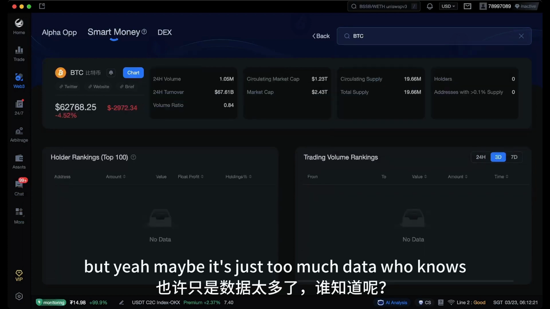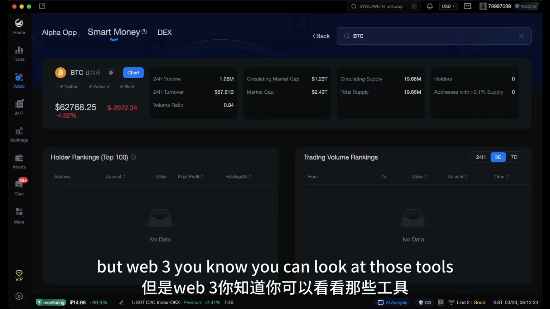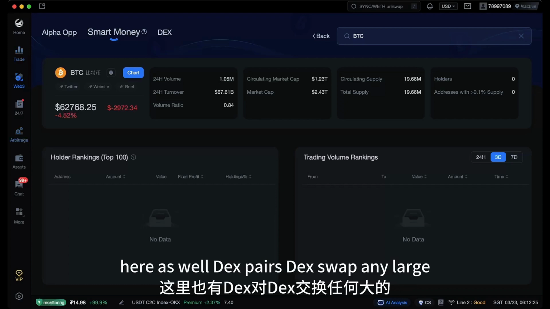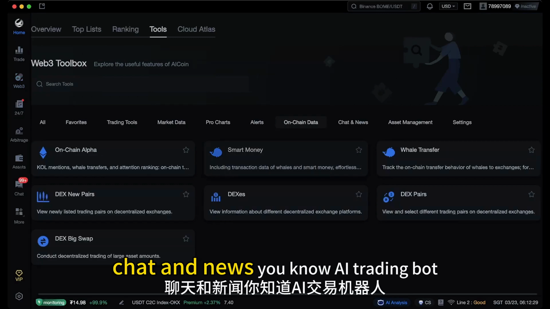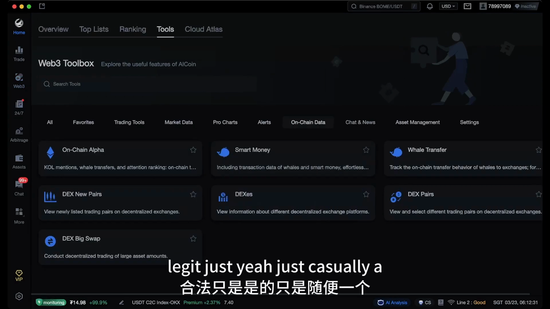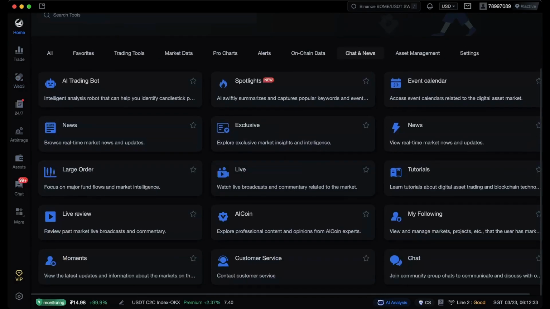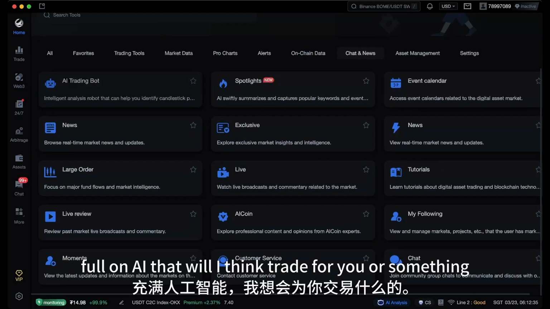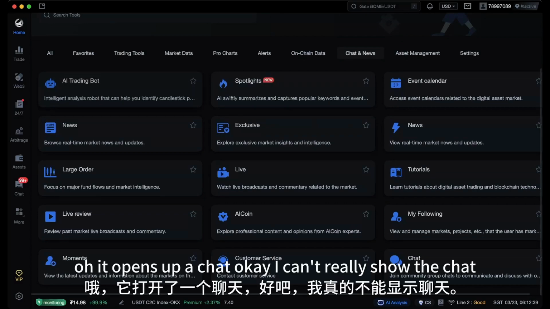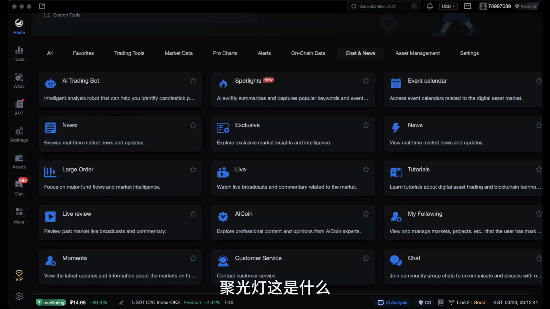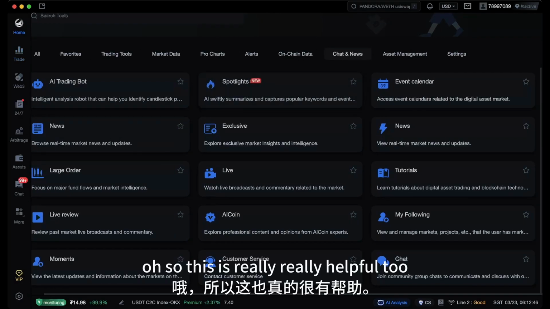Yeah, if we look at Bitcoin here, I don't know why it's not loading though. But yeah, maybe it's just too much data. Who knows? But Web3, you can look at those tools here as well. DEX pairs, DEX swap, any large trades as well. Chat and news, AI trading bot. Legit, just casually a full-on AI that will, I think, trade for you or something. What is this? Oh, it opens up a chat. Okay, I can't really show the chat.